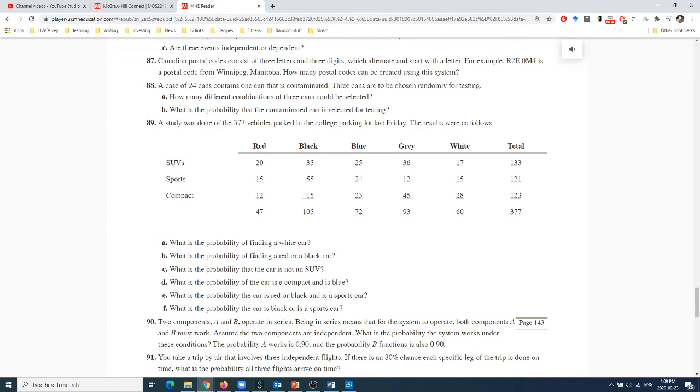So what is the probability of finding a white car? The probability of finding a white car is 60 divided by 377. What is the probability of finding a red or a black car? Okay, so now we are trying to think about the probability of red or black. If it really helps, you could always create a table and then label them in much simpler terms.